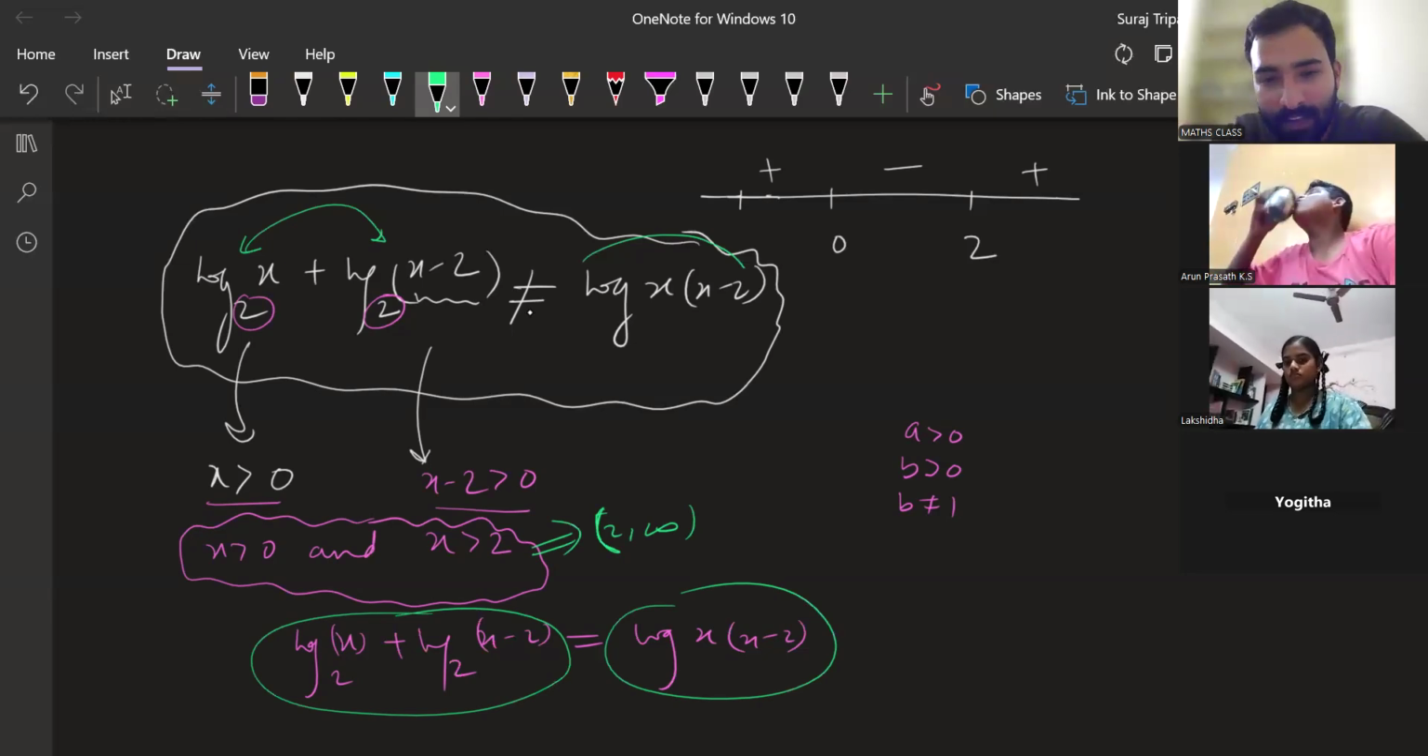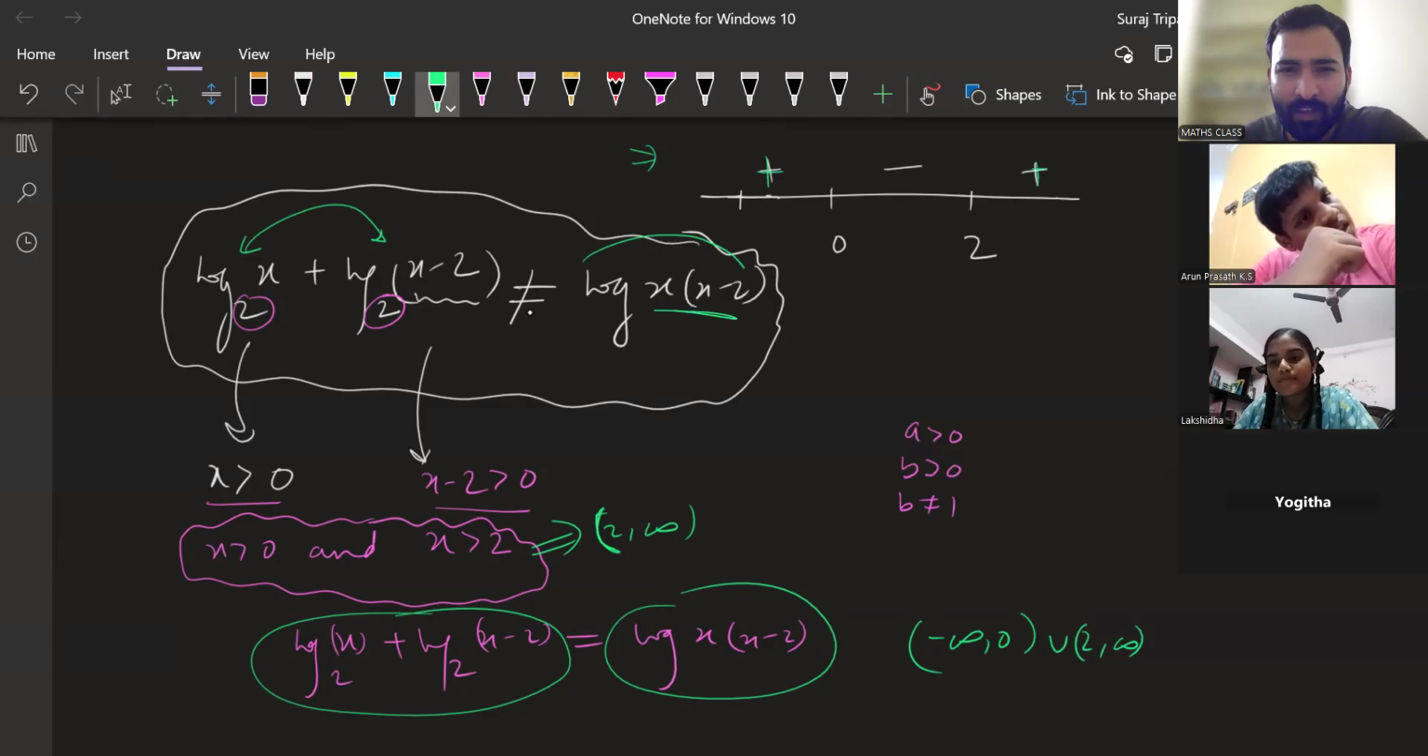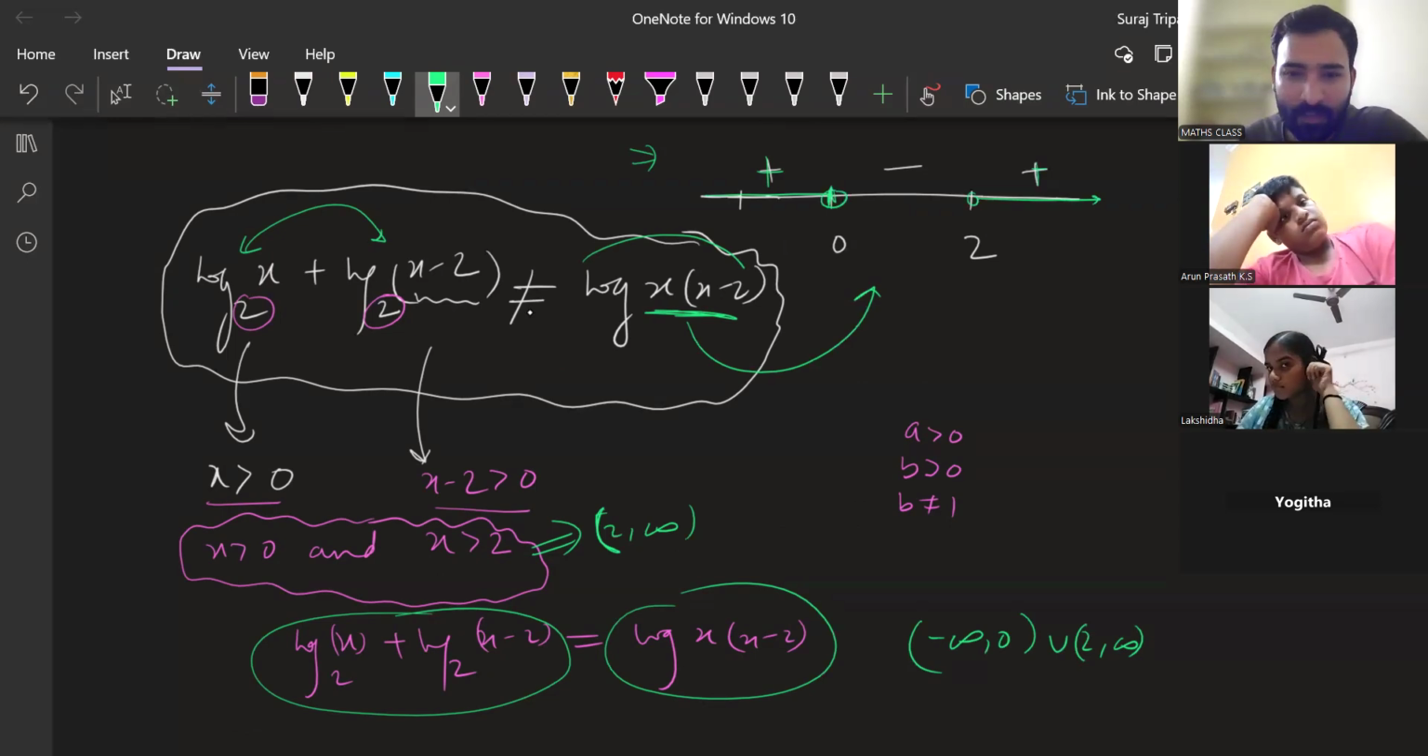And domain of the right hand side expression will be minus infinity to 0 union 2 to infinity. As you can see with the sign method, this x into x minus 2 is positive between minus infinity to 0 and from 2 to infinity, right? Log is defined for positive numbers. So log is defined for these numbers.